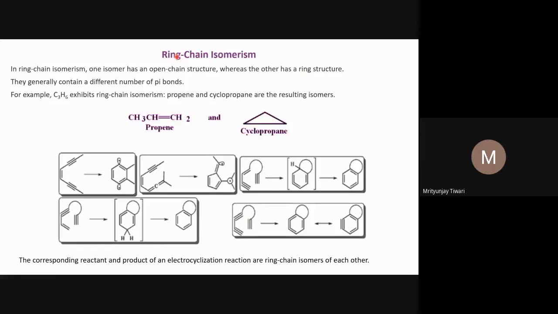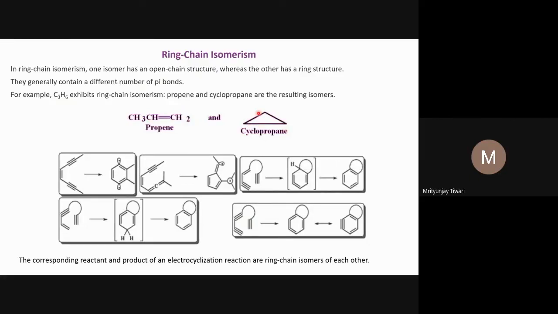So that is why ring and chain. One compound is in chain structure, and another compound is in ring structure. This example you can see here: CH3-CH=CH2. The molecular formula is C3H6, and C3H6 can have two different structures. This is propene and this is cyclopropane, and these two compounds have the same molecular formula but different structures.